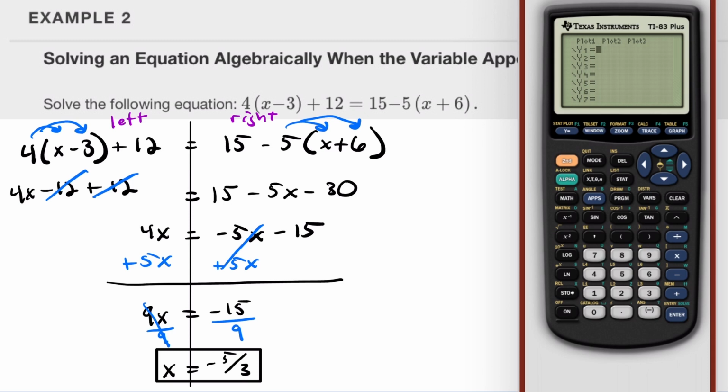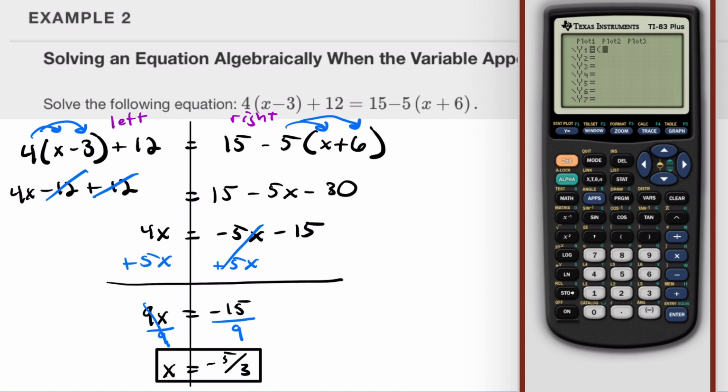Or another thing that we could do is say the left side minus the right side, and if it's true, we should get 0. Like if the left is equal to the right and we subtract them, the result should be 0. So I think what I'm going to do instead is say the left side minus the right side, and then when I plug in this x, I should get a result of 0.